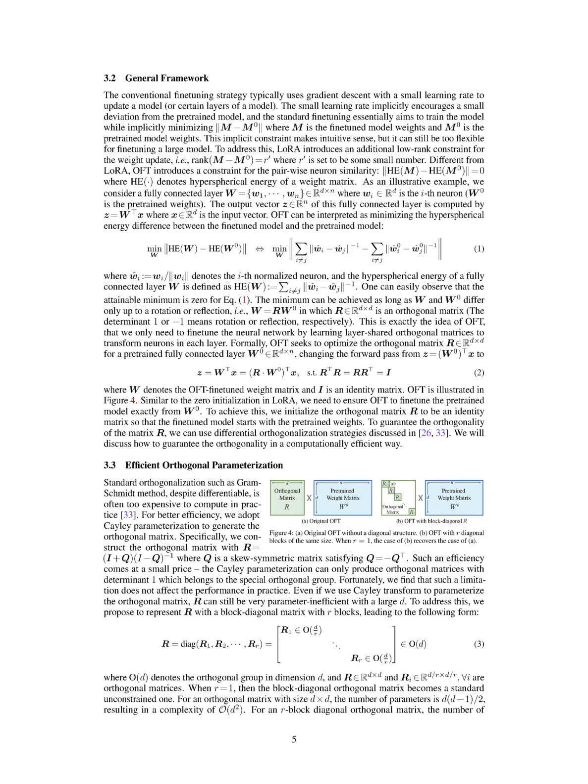Section Summary. The conventional fine-tuning strategy updates a model with a small learning rate to minimize the difference between the fine-tuned and pre-trained model weights. However, this can be too flexible for large models. LoRA introduces a low-rank constraint, while OFT introduces a constraint for pairwise neuron similarity by optimizing an orthogonal matrix to transform neurons in each layer. OFT ensures fine-tuning from the pre-trained model by initializing the orthogonal matrix to be an identity matrix.